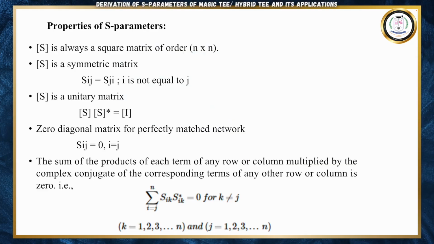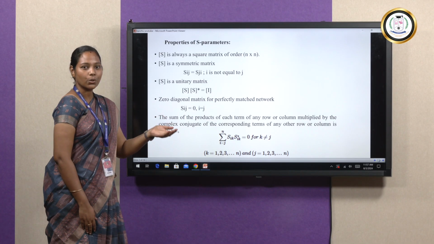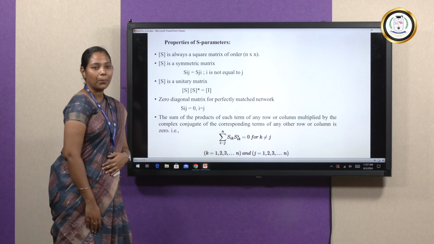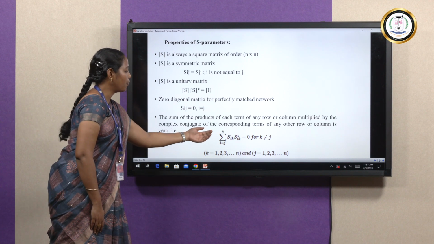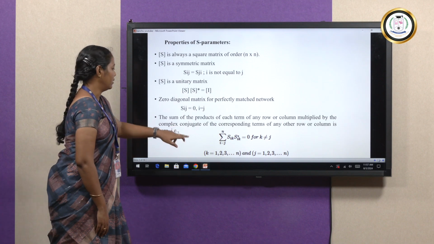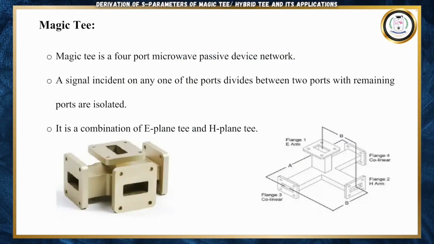The fifth one is that the sum of the products of each term, of rows and columns with the complex conjugate terms, equals 0. That is what is written in the equation: the summation over i equals j of n, Sik times the complex conjugate of Sjk, equals 0. Now let us move on to the topic, the magic tee.